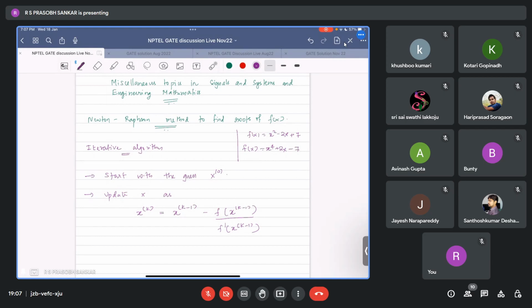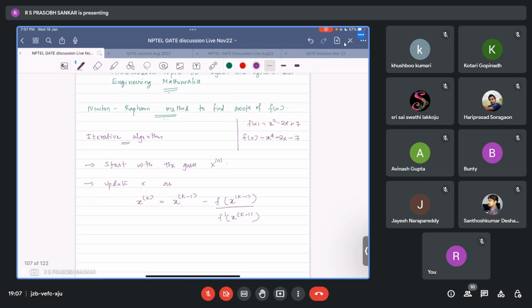The other motivation is that from an implementation point of view, if we want to use a computer to find the roots, computers will basically use these iterative algorithms to get the roots. So with that being the motivation, let us see what this Newton-Raphson method is.